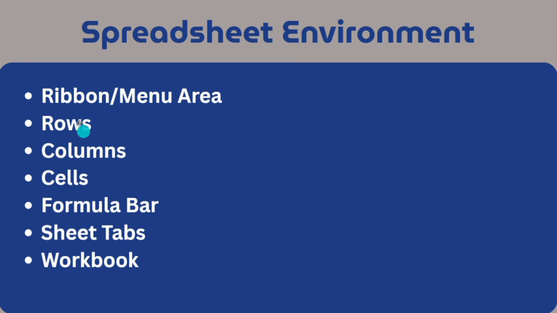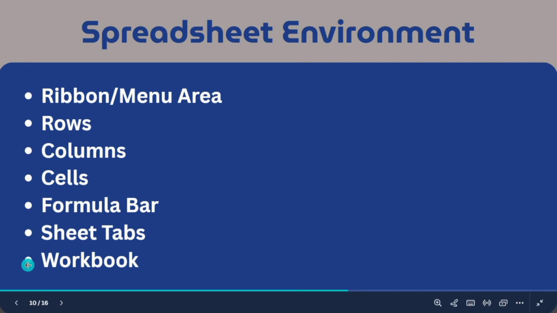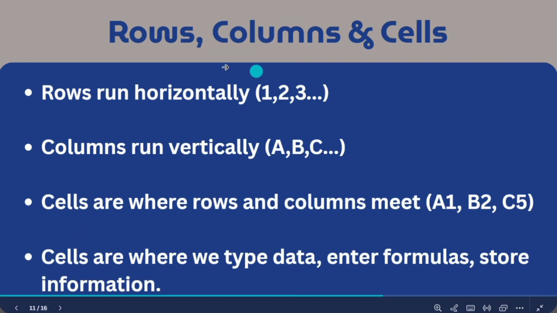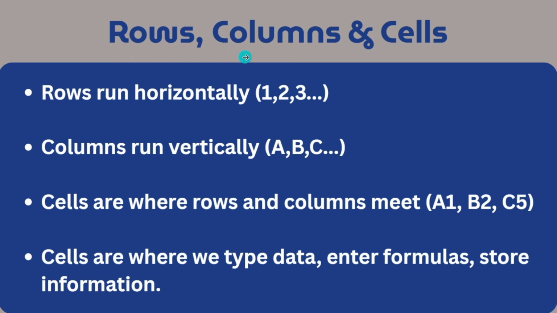Let's understand what a spreadsheet environment is. The first one is the ribbon or menu area. The next one is the rows. The next one is the columns. The next thing is cells. The next thing is the formula bar. The next thing is sheet tab and workbook. All right. So rows, columns, and cells.